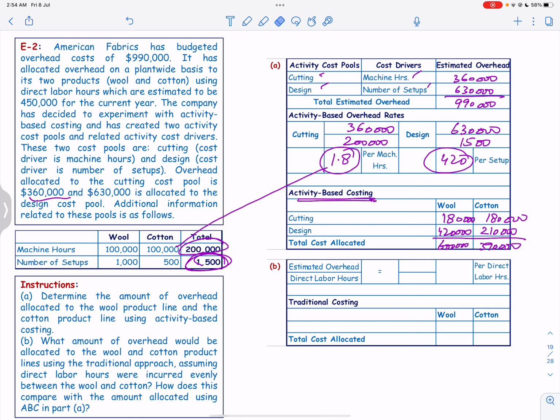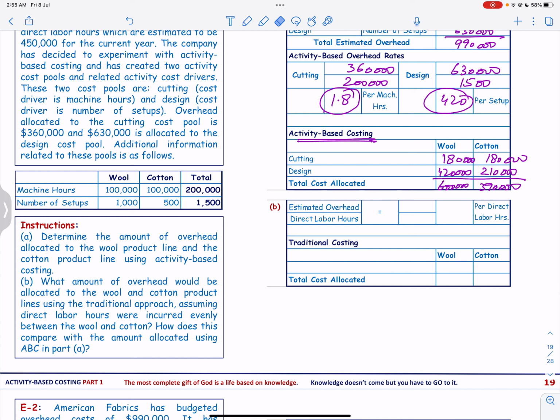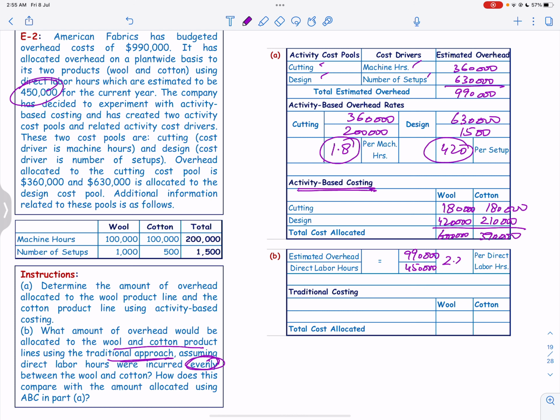Okay. Next, we go to part B. What amount of overhead would be allocated to the wool and cotton product lines using the traditional approach, assuming direct labor hours were incurred evenly? So estimated overhead was how much? 360 plus 630, that is 990,000, and the direct labor hours is 450,000, so that makes it 2.2.